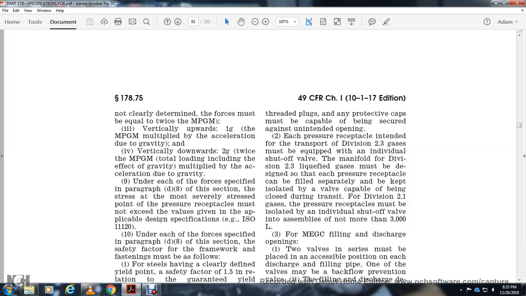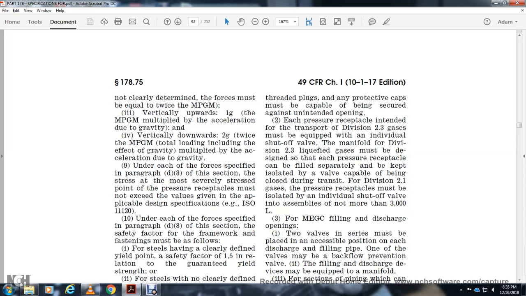For Division 2.1 gas, the pressure receptacle must be isolated with an individual shut-off valve into an assembly of not more than 3,000 liters. On the MEGC, the filling and discharge openings must have a valve with the interior in an inaccessible position on each of the discharge filling pipes, and one of the valves may be a backflow prevention valve.